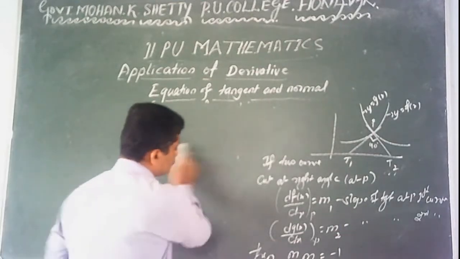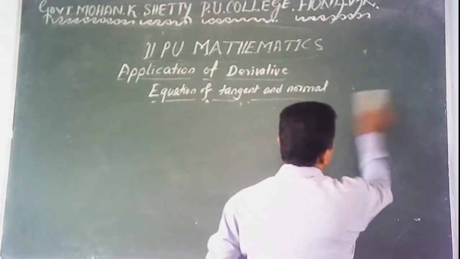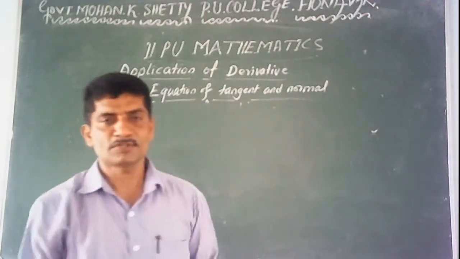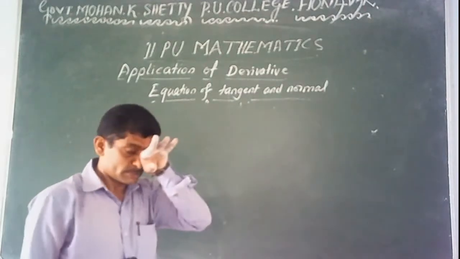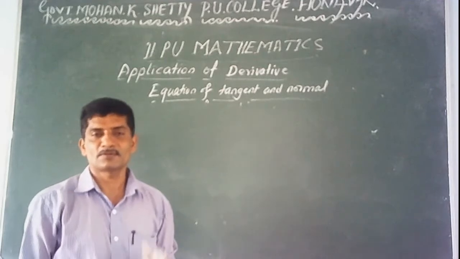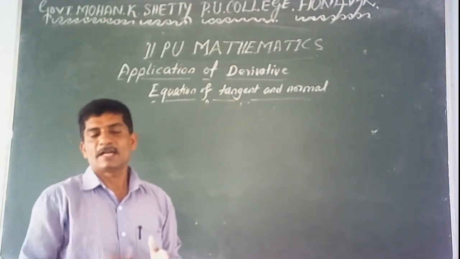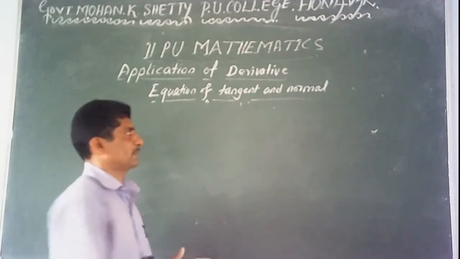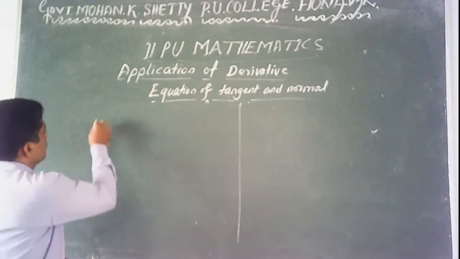The geometrical meaning of dy upon dx is the slope of tangent. With the help of that, you find the slope of tangent, equation of normal, slope of normal, conditions for the tangent to be parallel to x-axis, conditions for the tangent to be perpendicular to x-axis, the angle between two curves, and whether the two curves cut at right angles. Next we discuss some problems.